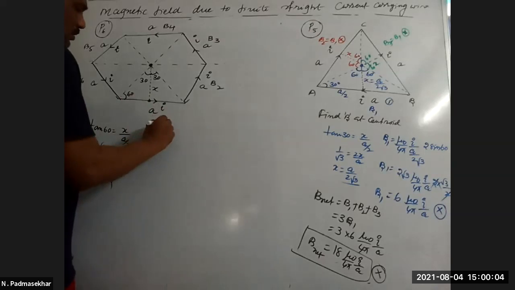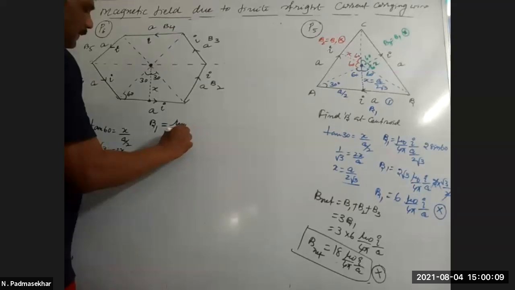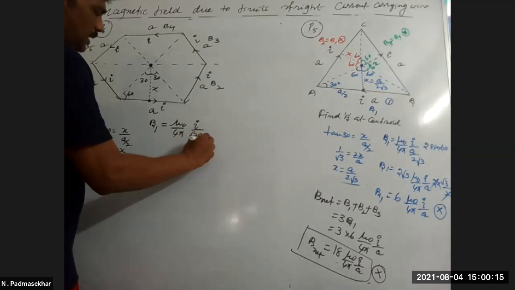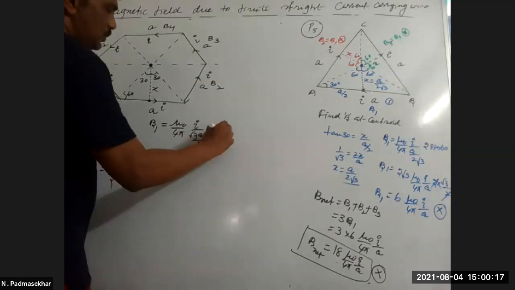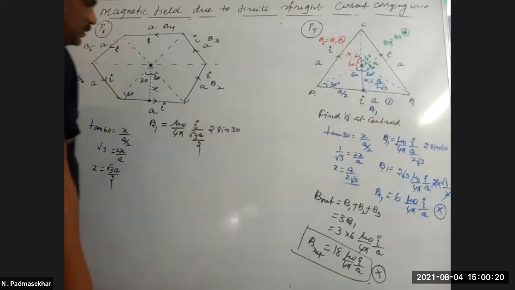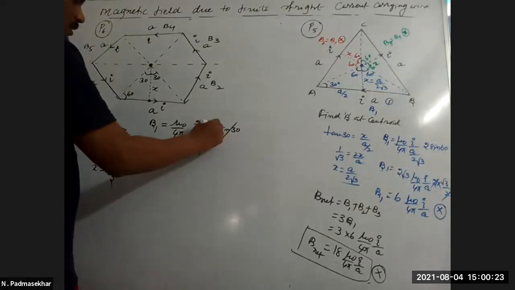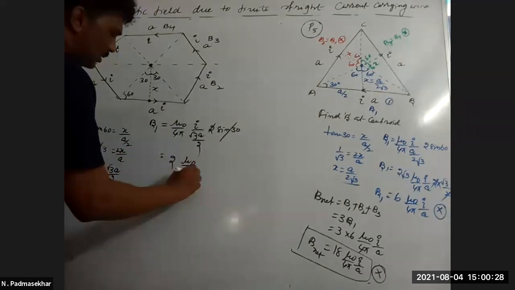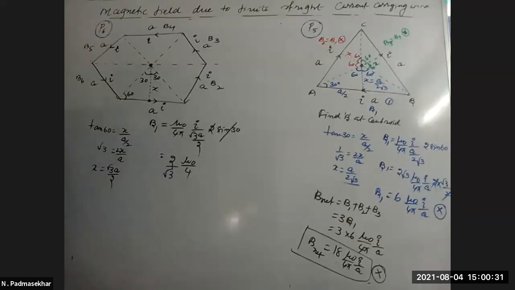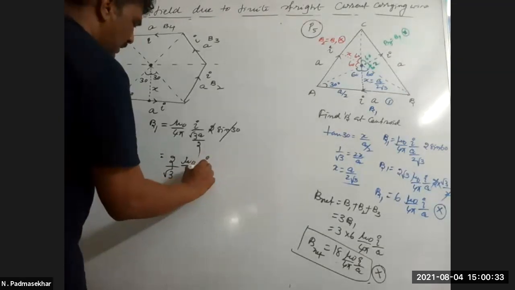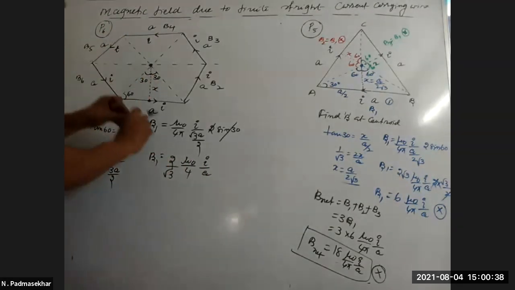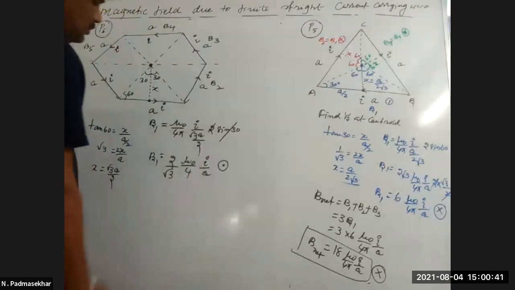But B1 is equal to what is it? Mu naught by 4 pi, I by root 3 A by 2. This is 2 sine 30. So sine 30 and 2 is cancelled. 2 into mu naught by 4 pi. 2 by root 3 into mu naught by 4 pi I by A. This is B1. And what is the direction? Direction is out.